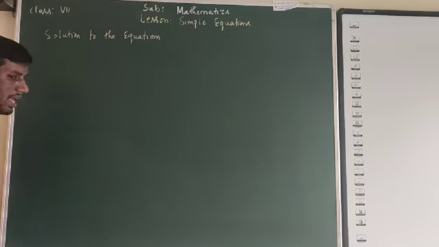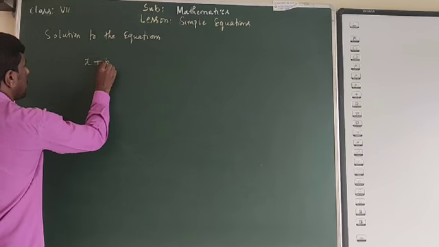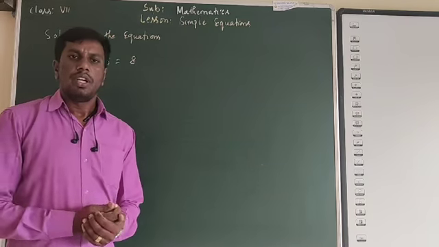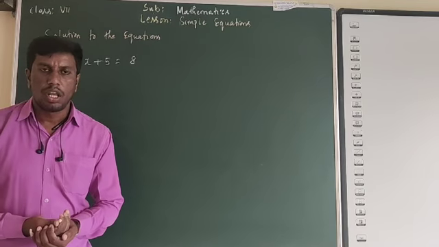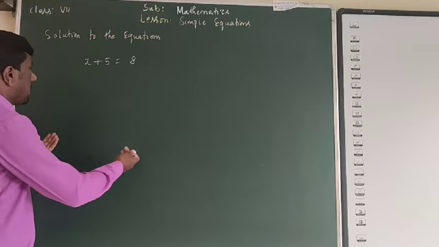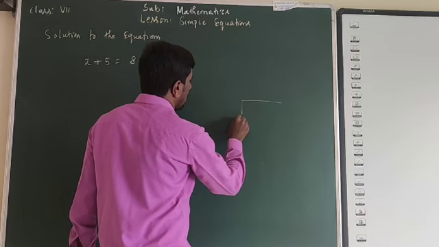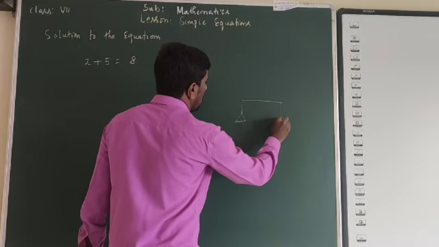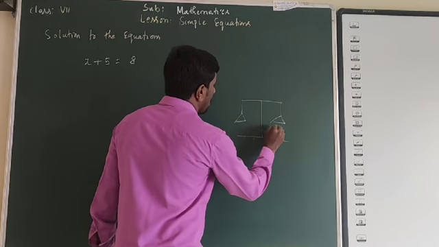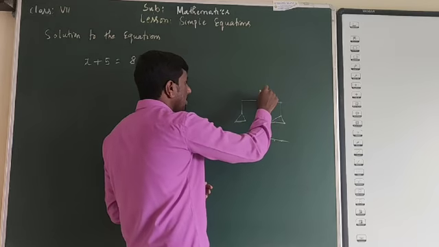Before going to that, an equation is like a weighing machine. Take x plus 5 is equal to 8. An equation is like a weighing machine, right? This is the equation, this is the left-hand side. Observe the weighing machine. I have a weighing machine with two arms, a left side arm and a right side arm. Assume that this is the weighing machine.